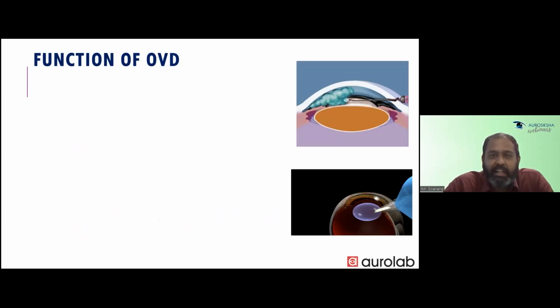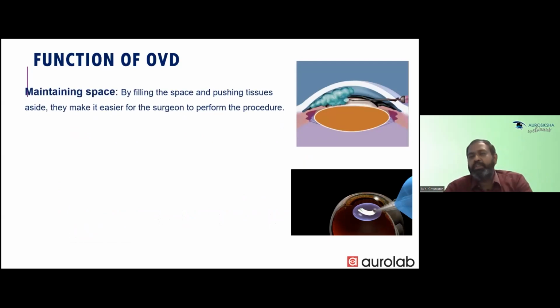And the main function, why do we use them, is that they help to maintain the space, which is very, very important for a surgeon. When they go into the eye and do so much work inside through the 2 mm incision, all the space they have is between the cornea and the capsular bag. So by filling the space and pushing tissues aside, they make it easier for the surgeon to perform the procedure.